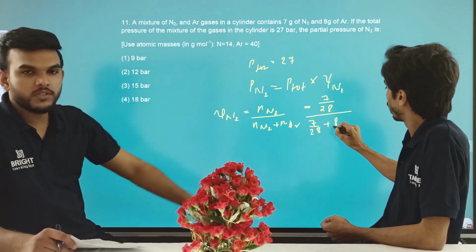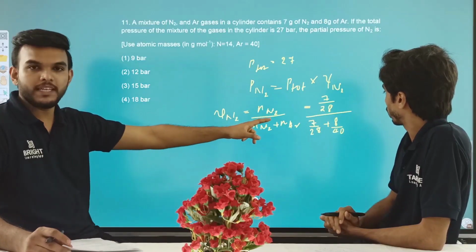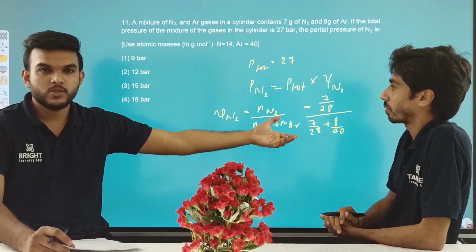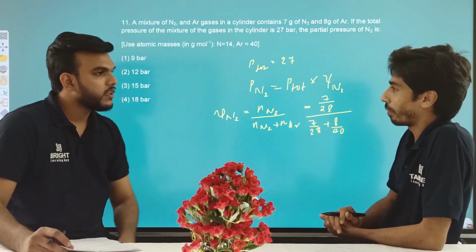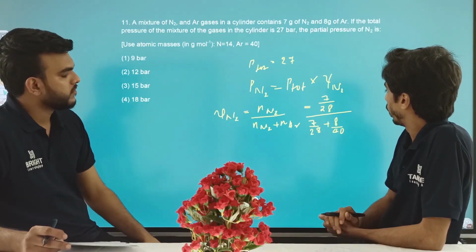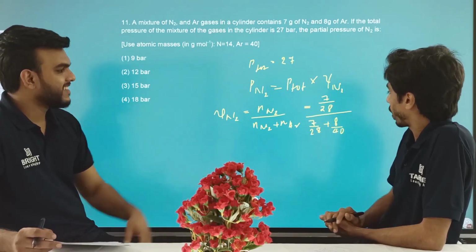Actually, students, why are they taking 28 here? Nitrogen is a diatomic molecule, and in the case of argon, it is monoatomic. So here 8 by 40, it's better to take 1 by 5. Instead of 8 by 40, they can take 1 by 5, and 28 into 5 can be taken as the LCM. That's how they can calculate it.